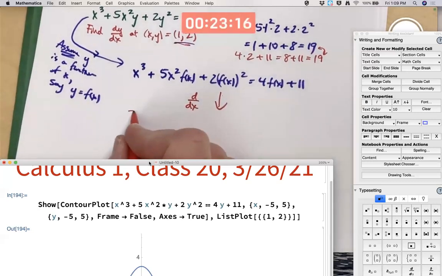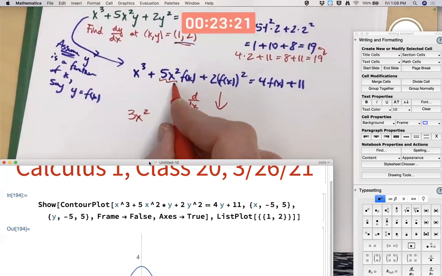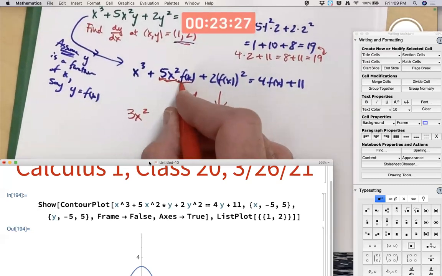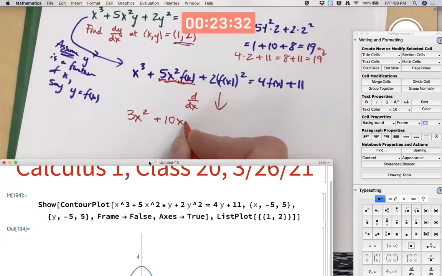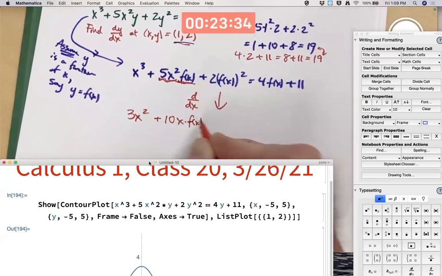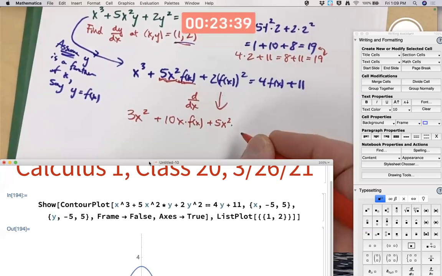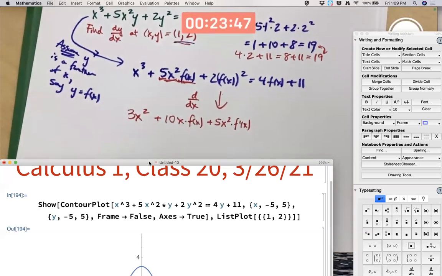Derivative of x cubed is 3x squared. Derivative of 5x squared times f of x, that's a product. I need the product rule. First function, second function. Derivative of the first, 5x squared, is 10x times the second function plus the first function times the derivative of the second, f of x. What's its derivative? I don't know. I'll just call it f prime of x. I don't know what it equals, but I'm pretending I know it exists.